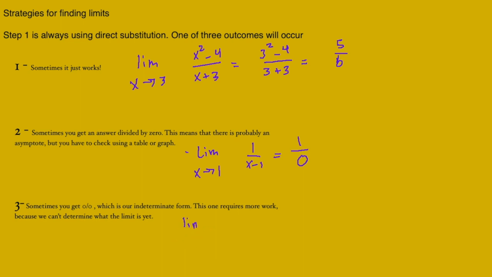In our third situation, we get 0 over 0. An example of this is the limit as x approaches negative 1 of x squared minus x minus 2 over x squared minus 2x minus 3. When you substitute in negative 1 for all the x's, you'll get 0 over 0. This is our indeterminate form. There might be a limit here, but we can't yet determine what it is. So when outcome 3 occurs, when we get 0 over 0, we have to keep working. We have to use another strategy.